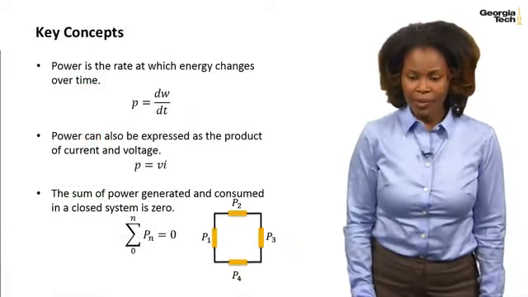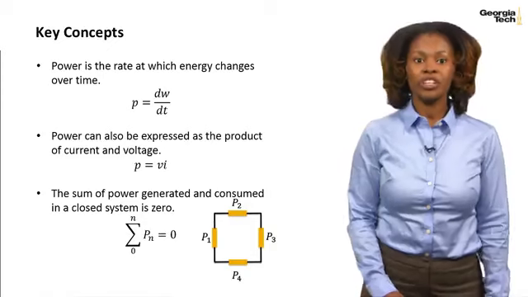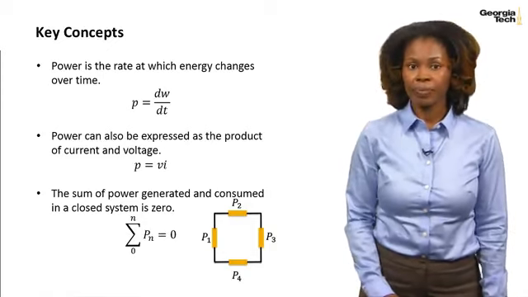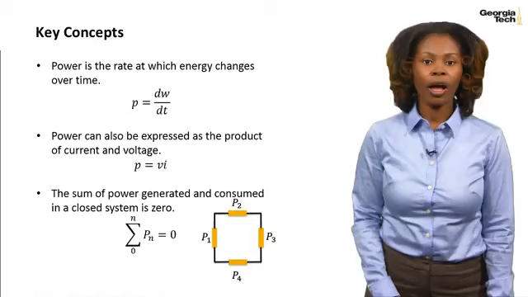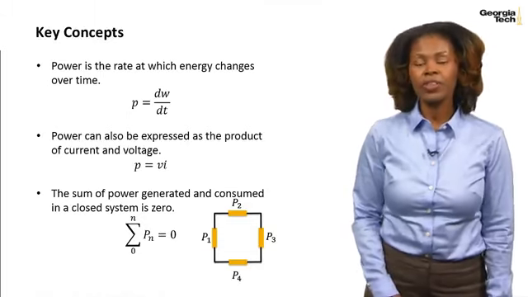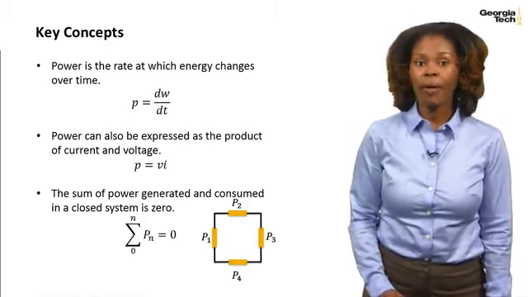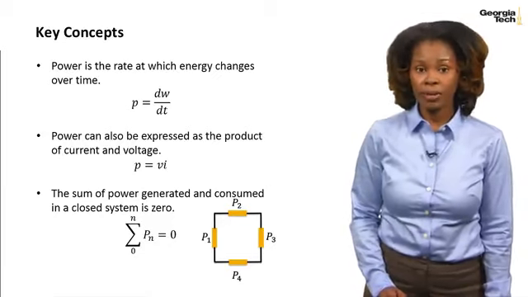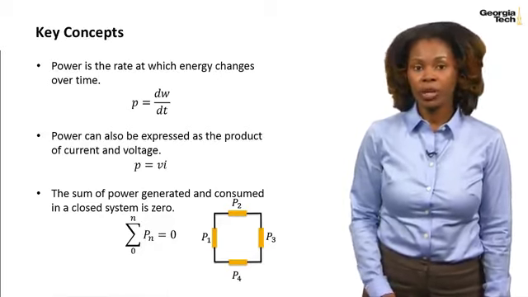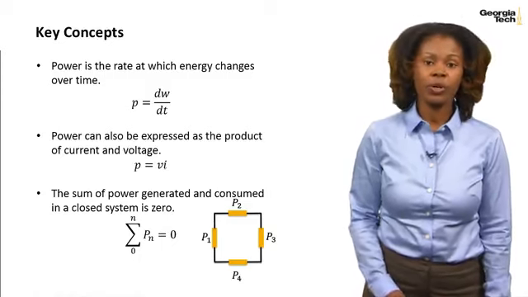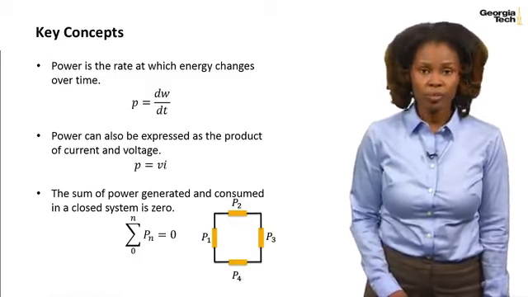The key concepts that we covered in this lesson are, first, that power is the rate at which energy changes over time, or dW/dt. It can also be expressed as the product, which is most often the form of V and I. So most of the time you use power as the product of the voltage and the current. And finally, the sum of power generated and consumed in a closed system is 0. So if you know all of the power generated or consumed of several of the elements in a system, you can use those to find the power of an unknown element. And you can also use that power to find an unknown voltage or an unknown current.